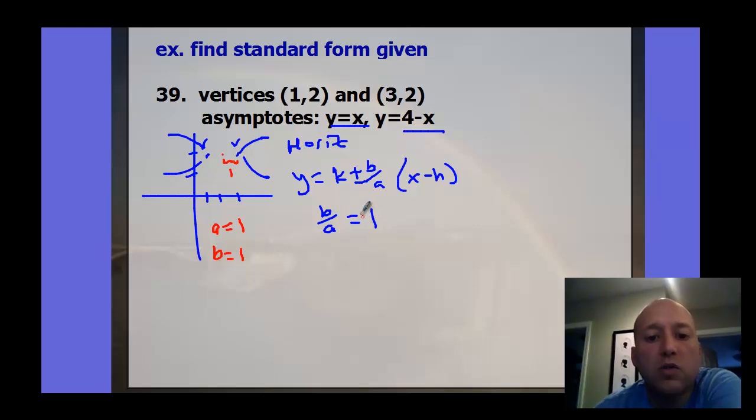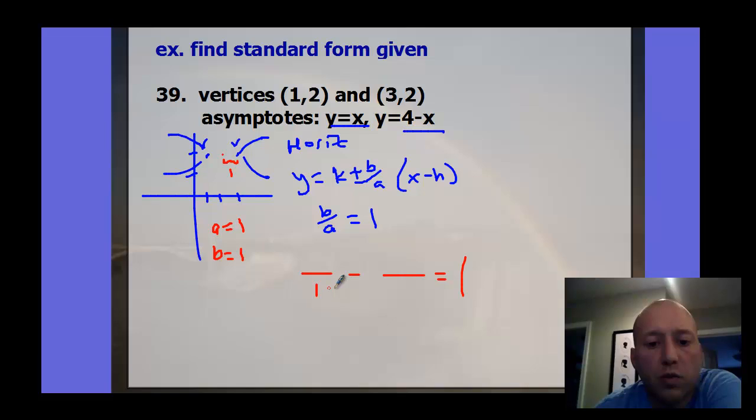Now realize, just because you get this fraction equal to 1 doesn't mean it has to be 1 over 1. It could be 2 over 2, or 3 over 3, or 4 over 4. So we need to use our drawing to find one of the two values, b over a, to find the second. So now that we have these two, we can write a lot of our form here.